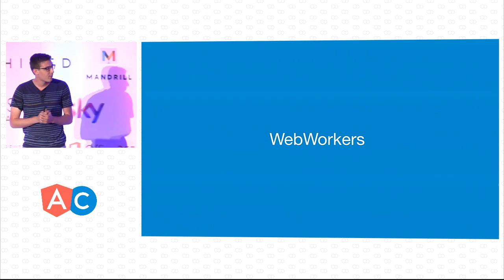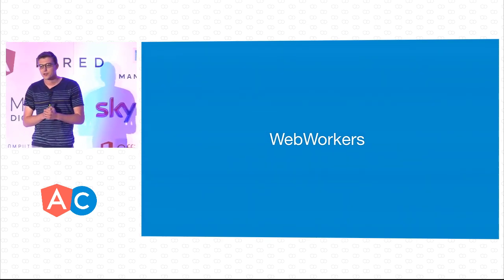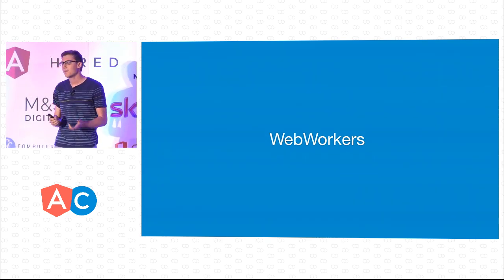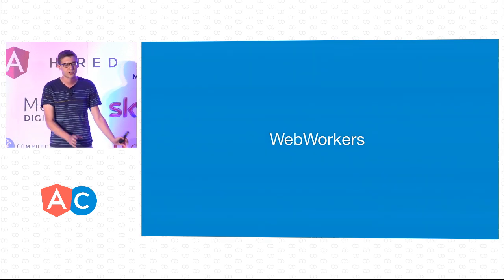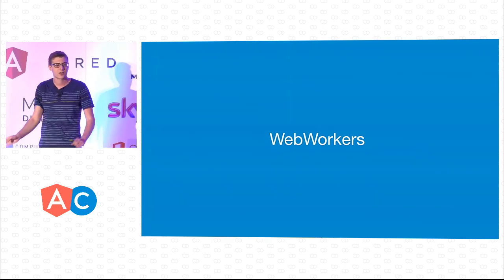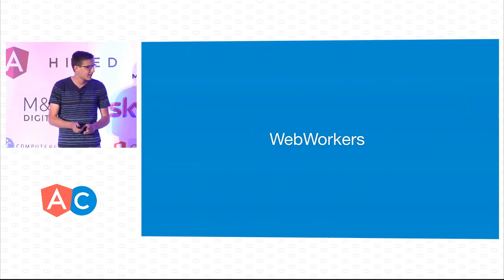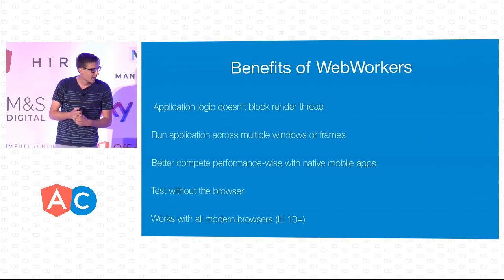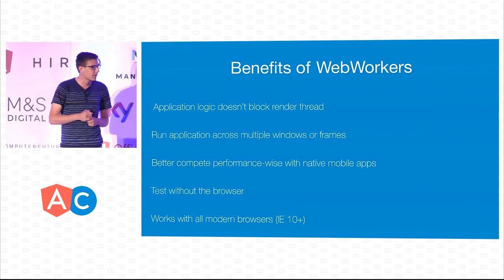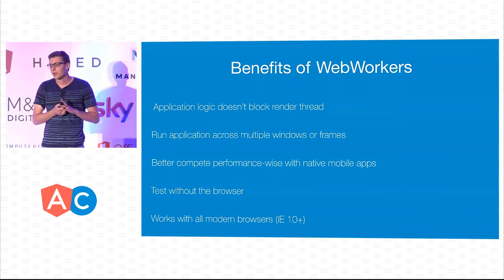So a web worker is basically a separate execution context for your application. What that means is that it allows you to run some part of your JavaScript in a totally different process that can run in parallel with your UI. And that prevents blocking. So it allows you to run code that doesn't block. It allows you to also run your application code across multiple windows.